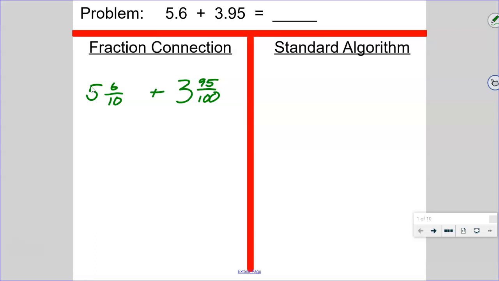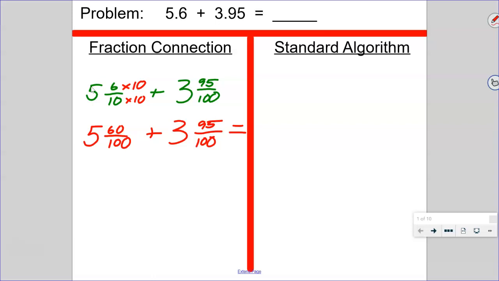Now, last unit, we learned over and over that to add fractions, we need common denominators. Right now, one of these numbers has tenths, the other one has hundredths. So we want to rename one of them or both of them so that they have common denominators. For this specific problem, all we have to do is put times 10 here and times 10 there. And now, instead of 5 and 6/10, we have 5 and 60 hundredths. And over here, we still have 3 and 95 hundredths. So now we've got common denominators, which means we're ready to add them up.